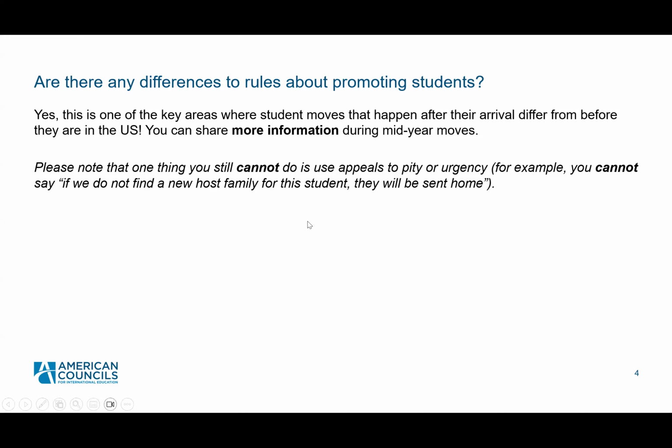The other thing you can't do is use what we call appeals to pity or urgency. It's the same rule we have for any kind of placement before the student even arrives. Even if you're thinking it and worried about it in the back of your mind, you can't come right out and say, "If we don't get a new family, he's going home." That would get us in big trouble with the State Department if they were to see that online or something.